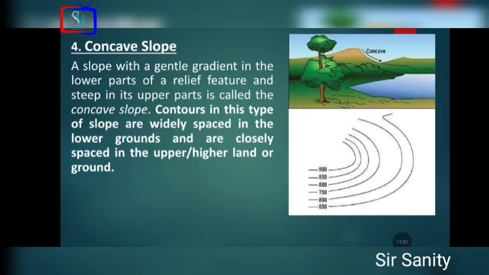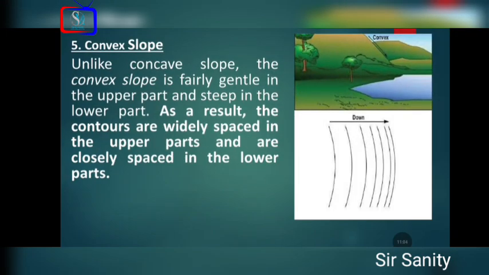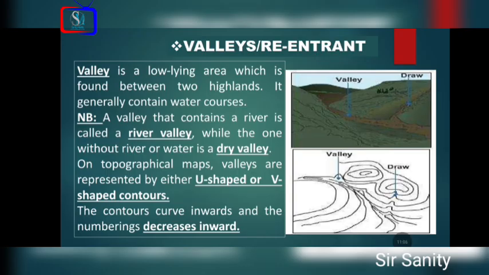Concave slope is there. Then we have convex. I want to move on to other things. A valley. So we say that a valley is a low-lying area which is found between two highlands and generally contains water courses. Normally, water passes through valleys.